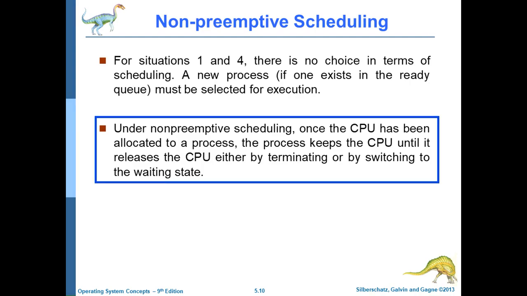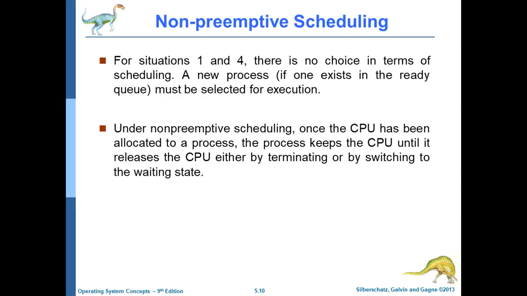Once a process is given the CPU in non-preemptive scheduling, it gets to keep the CPU until it finishes its task or needs to wait for something. This is different from preemptive scheduling, where a process can be interrupted by a higher priority process. A process in non-preemptive scheduling only gives up the CPU when it finishes its task, needs to wait for something, or voluntarily switches to the waiting state.